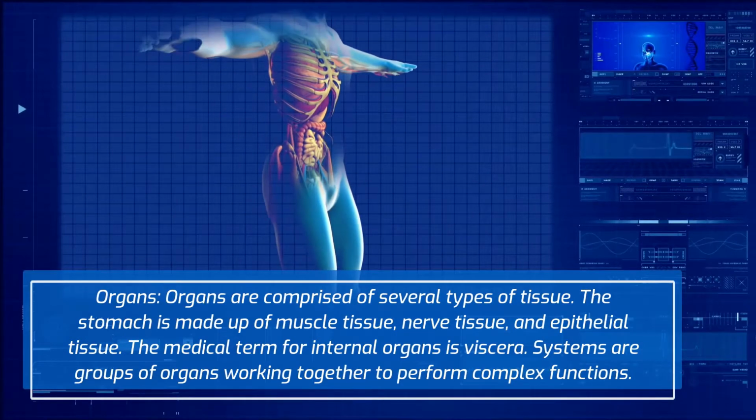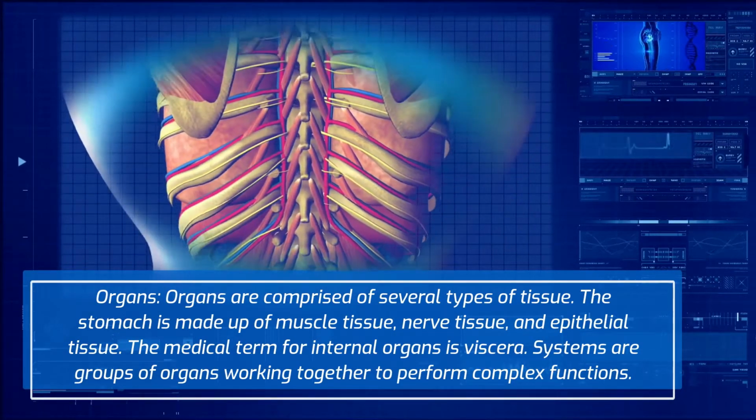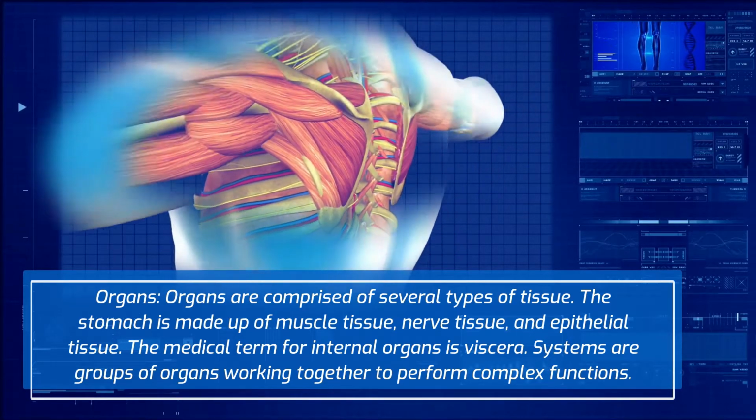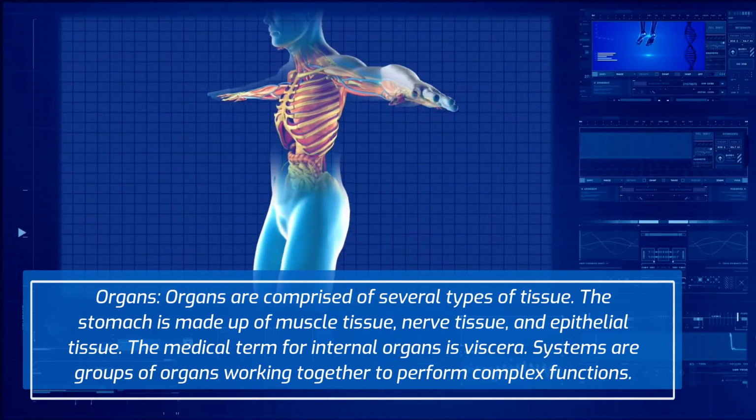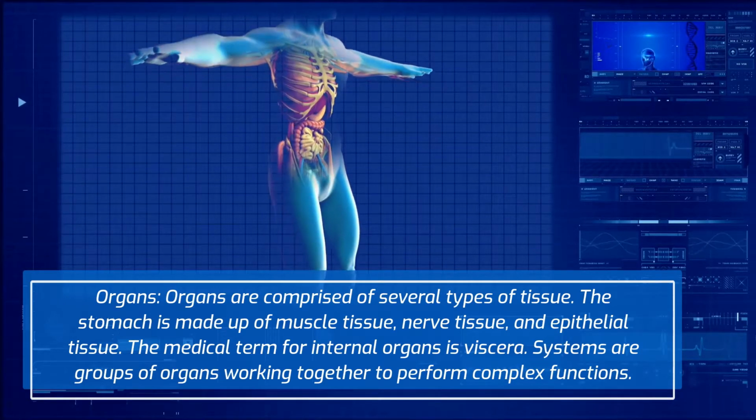Organs. Organs are comprised of several types of tissue. The stomach is made up of muscle tissue, nerve tissue, and epithelial tissue. The medical term for internal organs is viscera. Systems are groups of organs working together to perform complex functions.